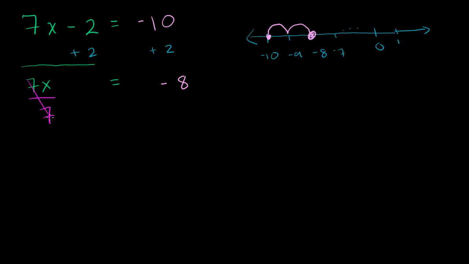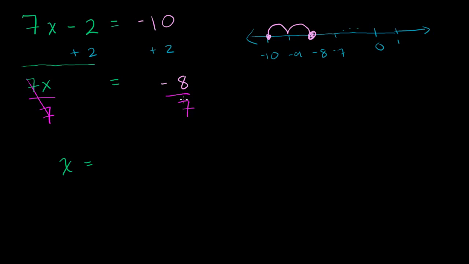If you divide by 7, those cancel out. But you can't just do it to the left-hand side. Anything you do to the left, you have to do to the right in order for the equality to still hold true. So let's divide the right by 7 as well. And we are left with just an x. Just an x is equal to negative 8 divided by 7.